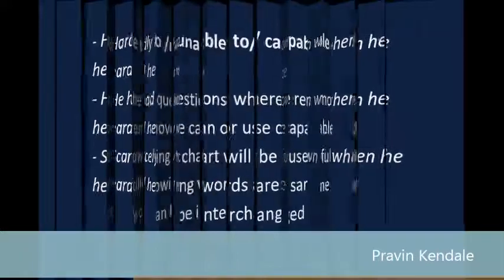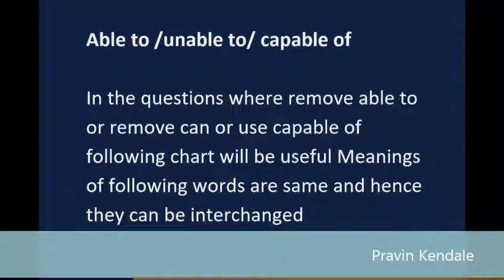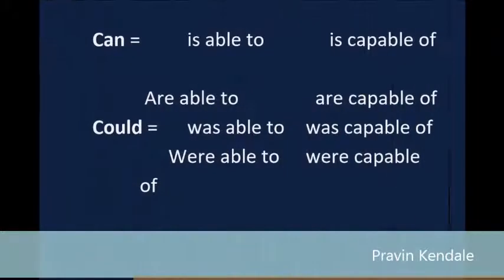Able to / unable to / capable of. In the questions where you have to remove "able to," remove "can," or use "capable of," the following chart will be useful. The meanings of the following words are the same and hence they can be interchanged. Can equals is able to, is capable of. Are able to, are capable of. Could equals was able to, was capable of. Were able to, were capable of.